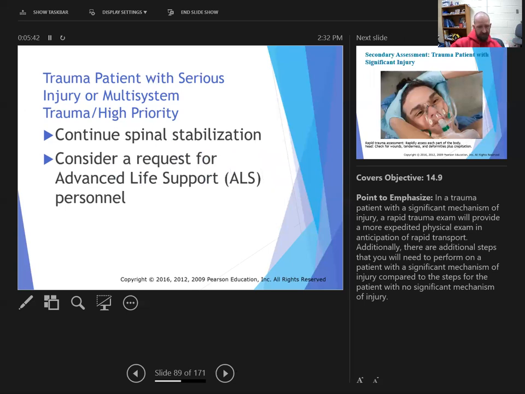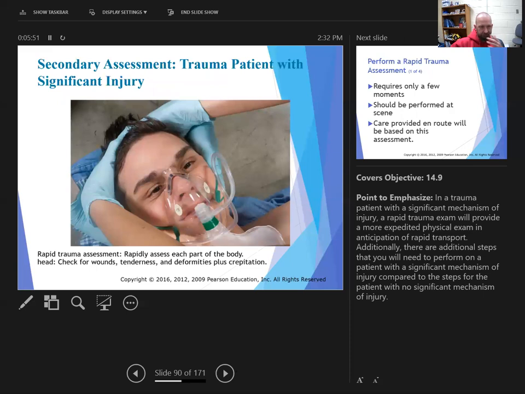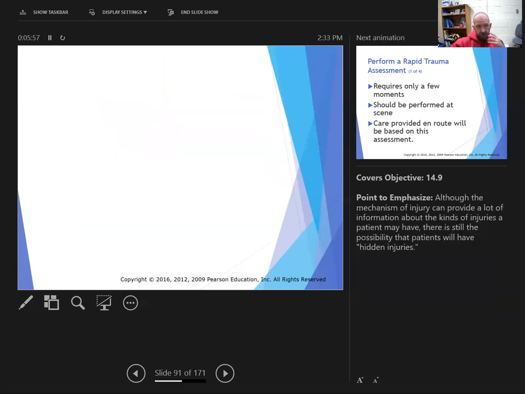Again, we're back down into our scene size up, right? Have we already called ALS? Hopefully we have. All right, so what this picture is showing is they're starting a rapid trauma assessment on the patient.